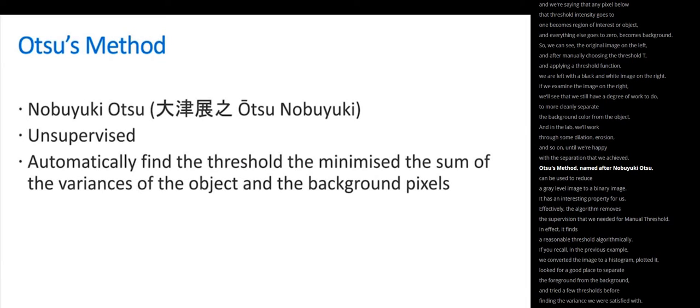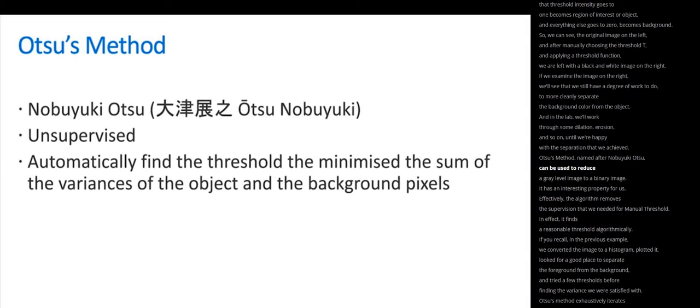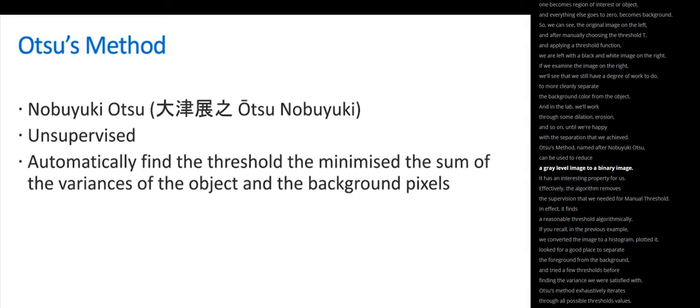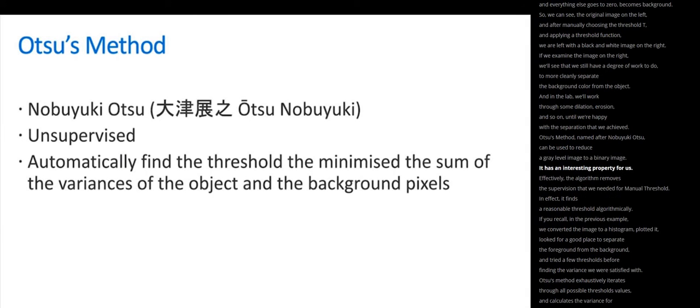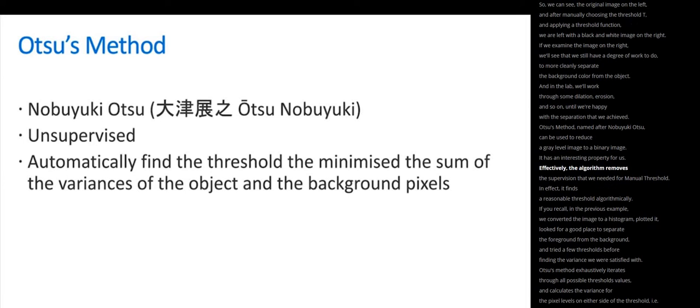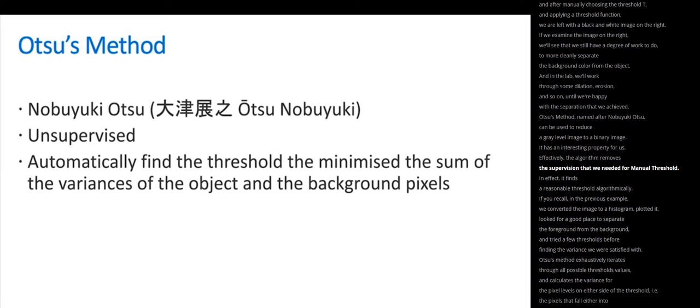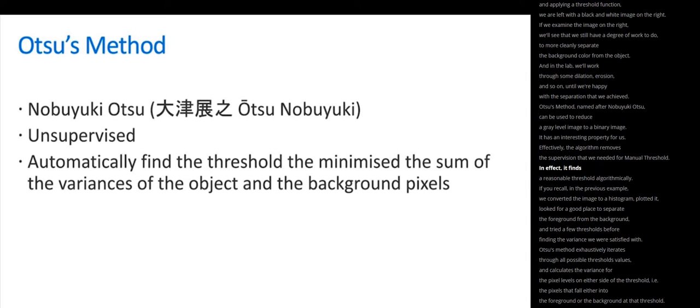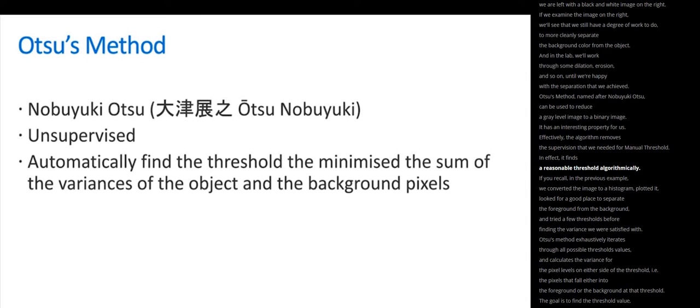Otsu's method, named after Nobuyuki Otsu, can be used to reduce a grey level image to a binary image. It has an interesting property for us. Effectively, the algorithm removes the supervision that we needed for manual thresholding. In effect, it finds a reasonable threshold algorithmically.